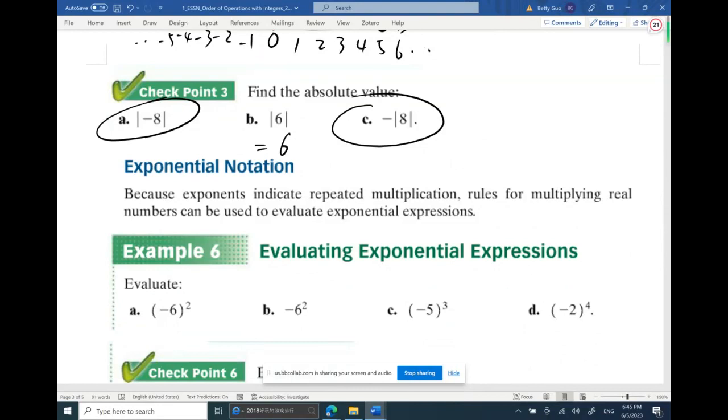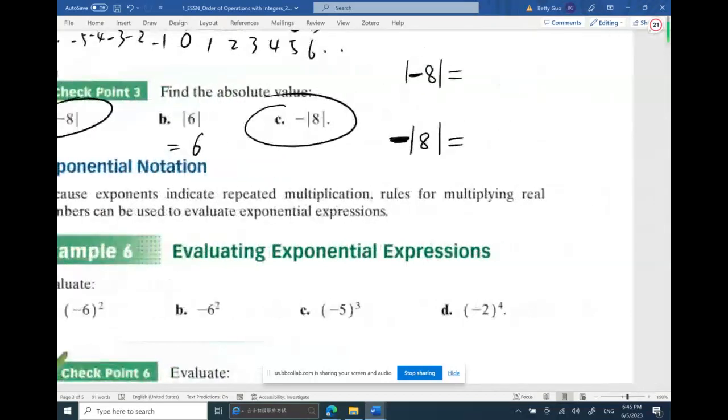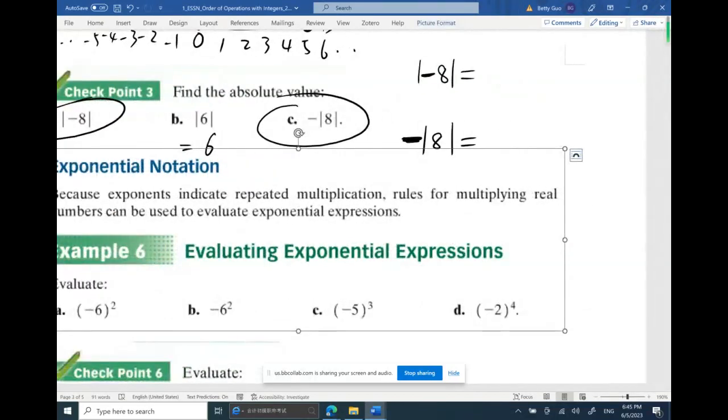And A and C look very similar, right? A is that. C is that. Right? The first one, the negative sign is inside the absolute value, and in the second expression, the negative sign is outside of that. Let's figure out the values of the two expressions.